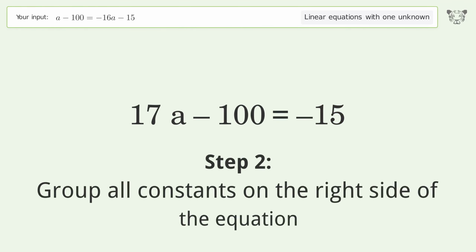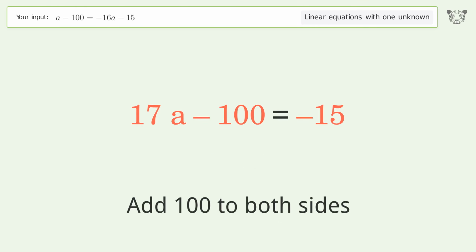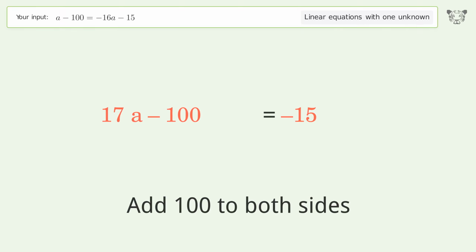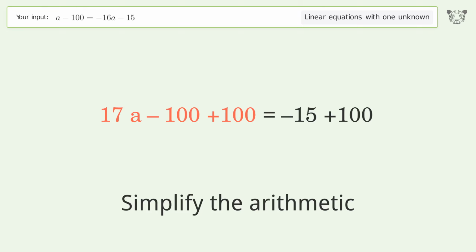Group all constants on the right side of the equation. Add 100 to both sides. Simplify the arithmetic.